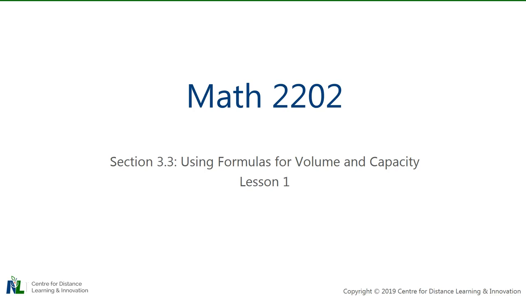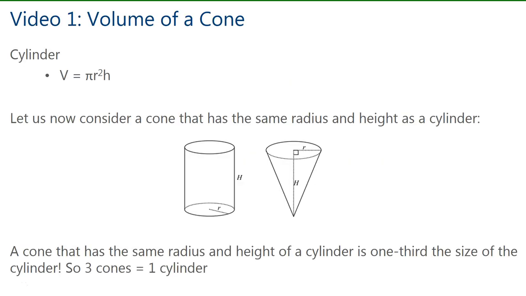Welcome back to section 3.3, lesson 1. Here we're going to look at the formula for volume of a cone. Now let us remind ourselves the formula for volume of a cylinder. It is the area of the base times the height, which is pi r squared h.